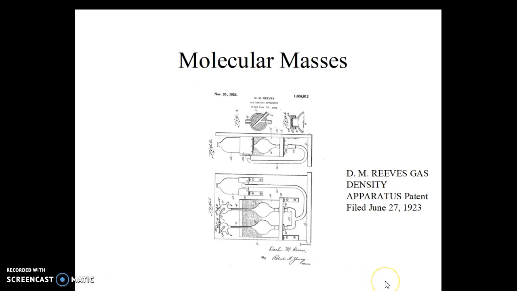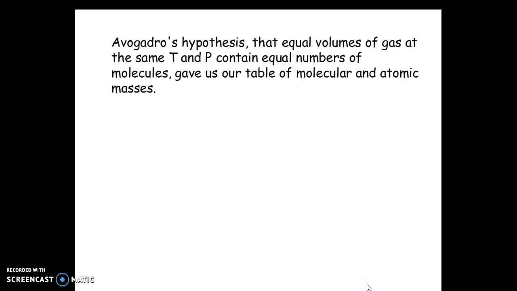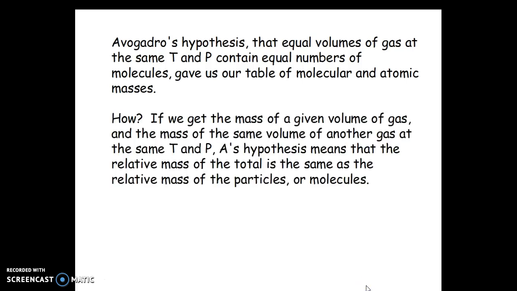Solved for the Edison bulb. This is a patent filed in 1923 for a gas density apparatus. So we can find molar masses from gas density. We already know that. We start with Avogadro's hypothesis. Equal volumes of gases at the same temperature and pressure contain equal numbers of molecules. This gave us, we've seen in another video, our table of molecular and atomic masses.